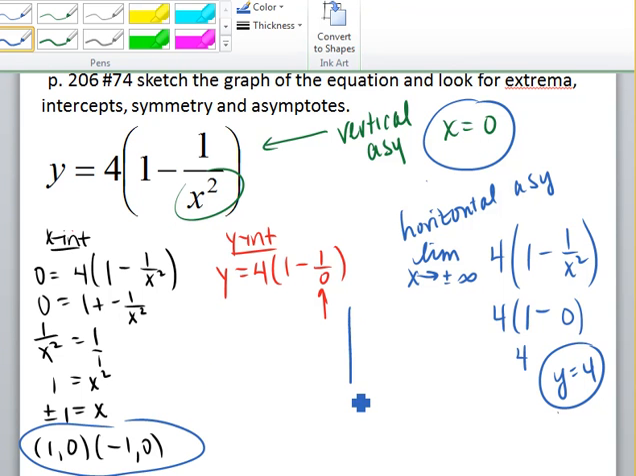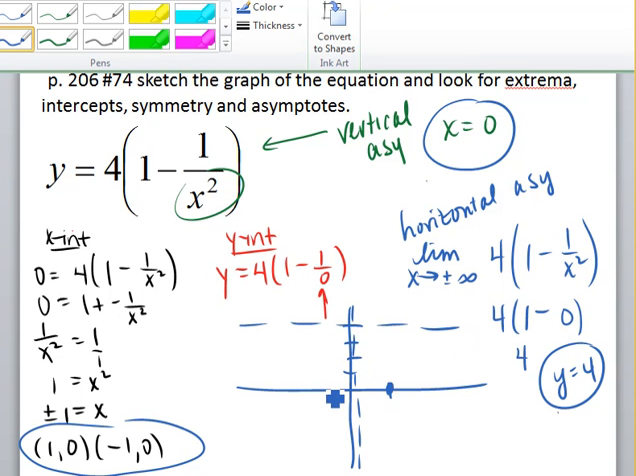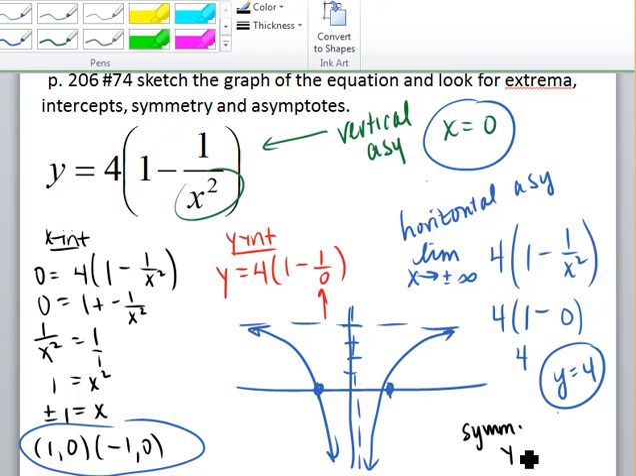points to work from. So when I sketch this graph, I will end up drawing in my vertical asymptote, my horizontal asymptote. I have an intercept of 1, 0, and 1 at negative 1, 0, and so my graph ends up looking like this. This is symmetric about the y-axis. It's symmetric about the y-axis because if I fold it in half on the y-axis, I will end up with the same graph.